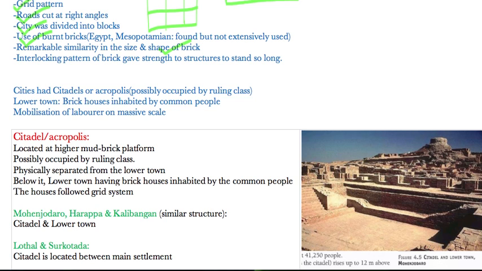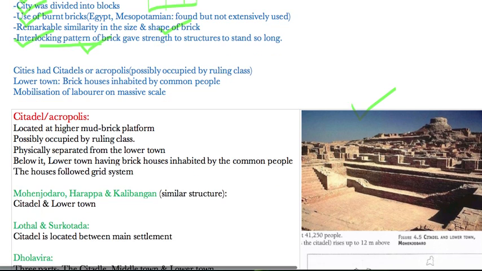As we discussed yesterday, Indus Valley Civilization had the largest expanse, and still there was uniformity in the size and shape of brick, which was a remarkable feature. Then the interlocking pattern of brick gave strength to the structure to stand so long. This is also very important. They were aware how to lay bricks in a particular interlocking pattern that would give the maximum strength to the structure, and that is why after 5,000 years these structures are still erect.